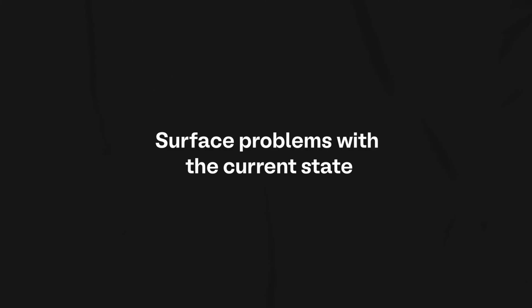Here's how to do it effectively. First, what you want to do is agitate pains. So emphasize the discomfort or frustration people feel with their current situation. Then you want to surface problems with the current state. Highlight issues or inefficiencies in how things are currently done.